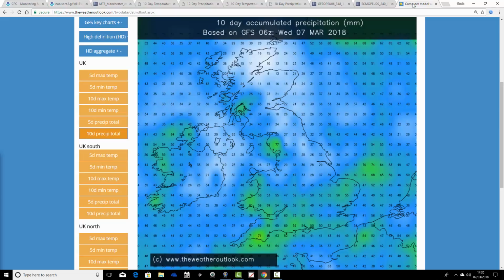So again, this is the 10-day accumulated precipitation forecast based on the 6 o'clock run of the GFS from weatheroutlook.com. And again, looking at really quite high rainfall totals for the south and southwest in particular, with many parts of Wales, southern, southwest England forecast to get between around 50 and 70 millimetres of rain. Even across the Midlands into East Anglia, we're close to 50 to 60 millimetres of rain. It doesn't look as wet for Scotland and North East England. There we are under 25 millimetres, and Northern Ireland as well.